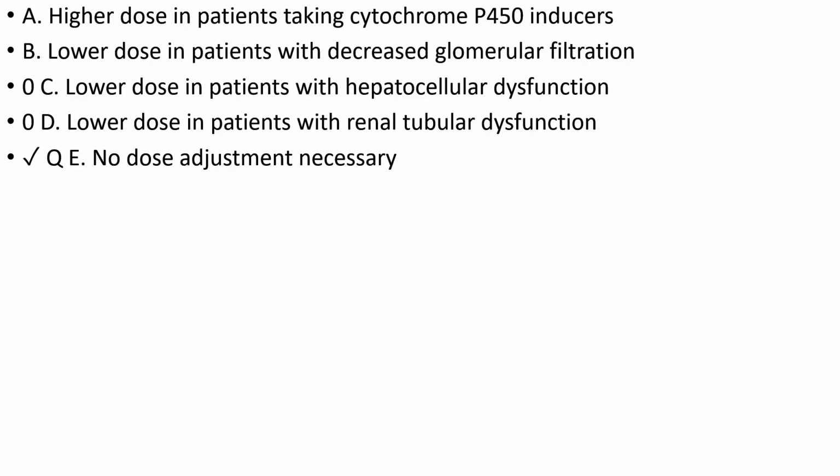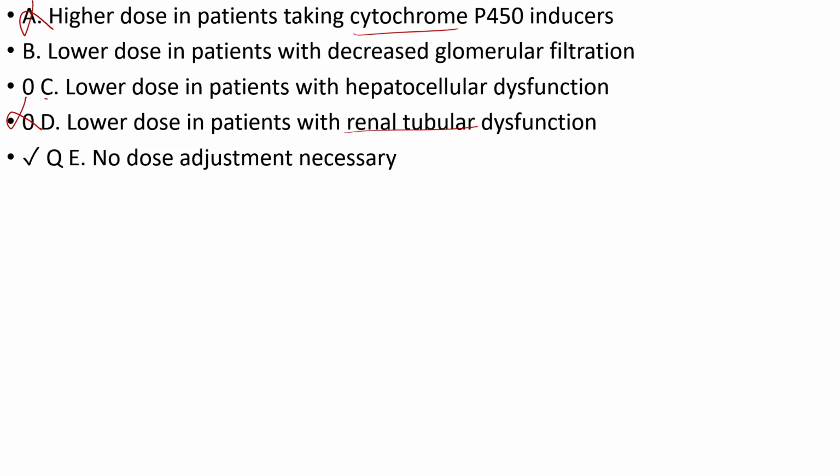Now let us take a look at the options. Higher dose in patients taking cytochrome inducers. This is obviously wrong because many drugs undergo modification, but immunoglobulins are not metabolized by these enzymes, they are broken down by proteolytic enzymes, which I already told you. So choice A and C both are wrong, because liver cytochrome P450 has no role at all here.